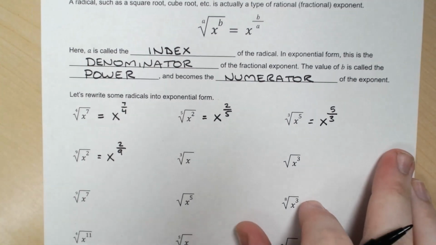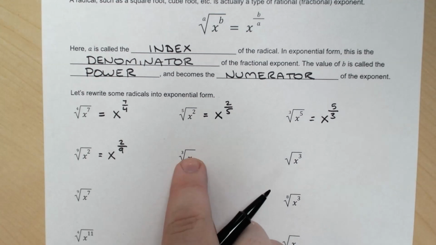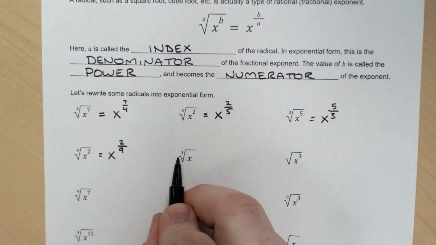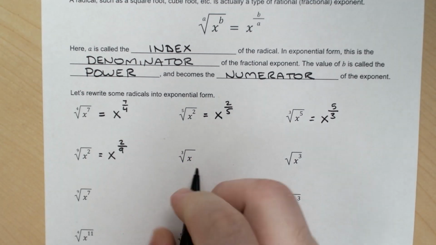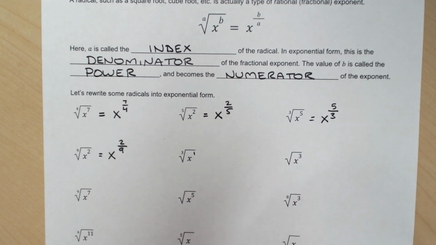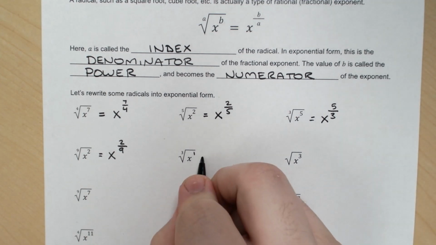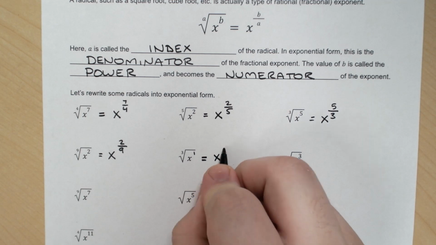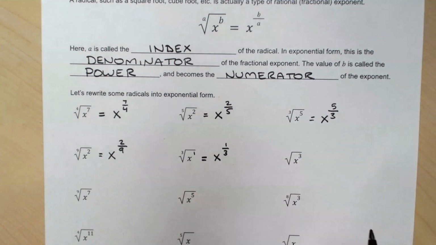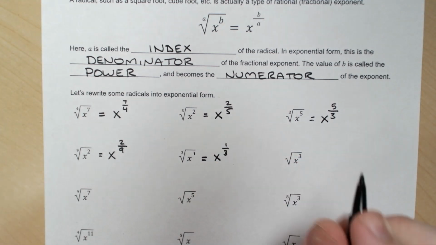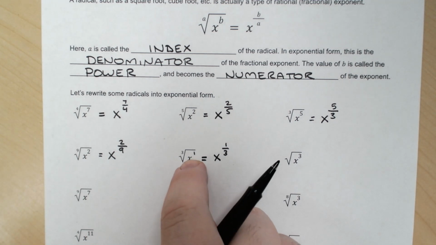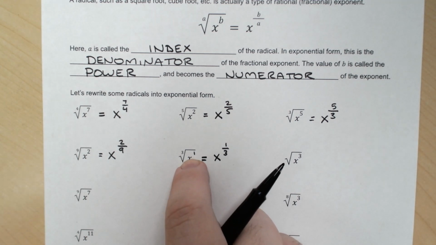Now the next one, I didn't make a typo and forget to put an exponent on the inside there. This is just the cube root of x, otherwise known as the cube root of x to the first power. So this one would be rewritten as x to the 1/3 power. So anytime you don't have an exponent written down, this is one of those understood numbers in math where it's understood to be a 1.